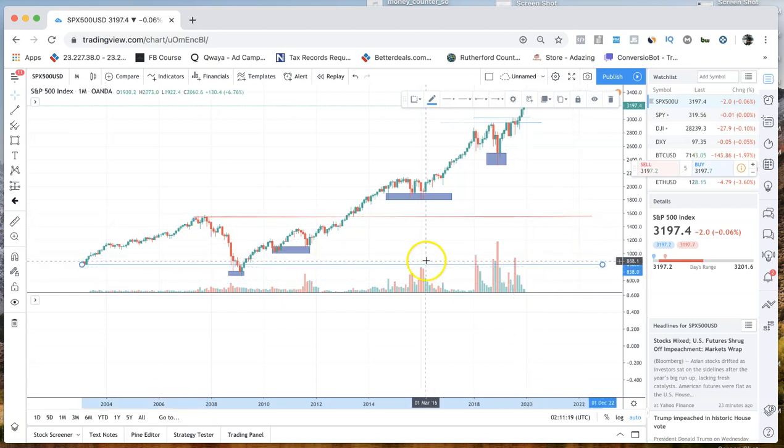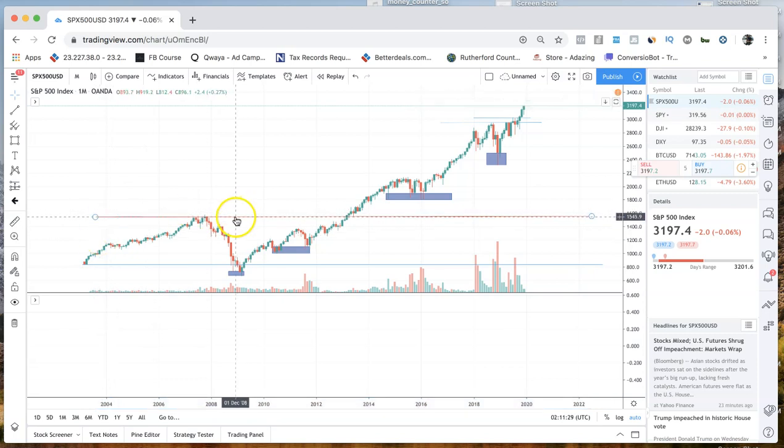Okay, so we hit a resistance here. And what happened? Hit a resistance at 1545. So started out here in 2004, and then we hit a resistance from 2007, 2008. So it took about 4 years. Everybody made their money, and then boom, we hit support.